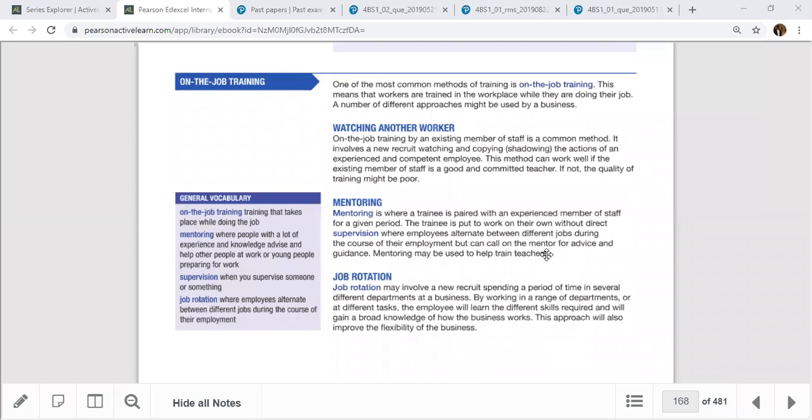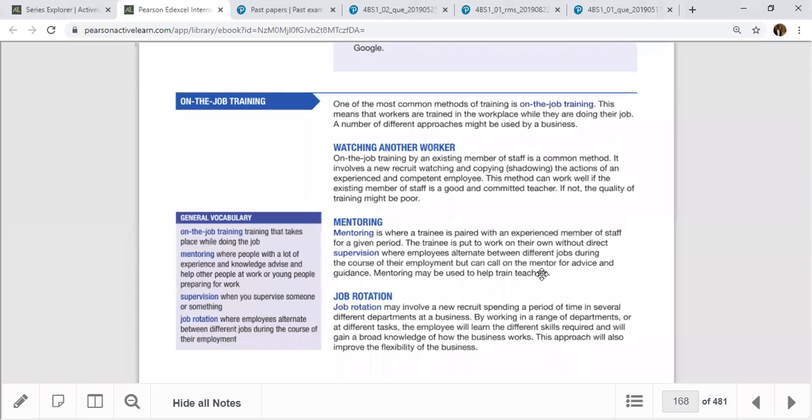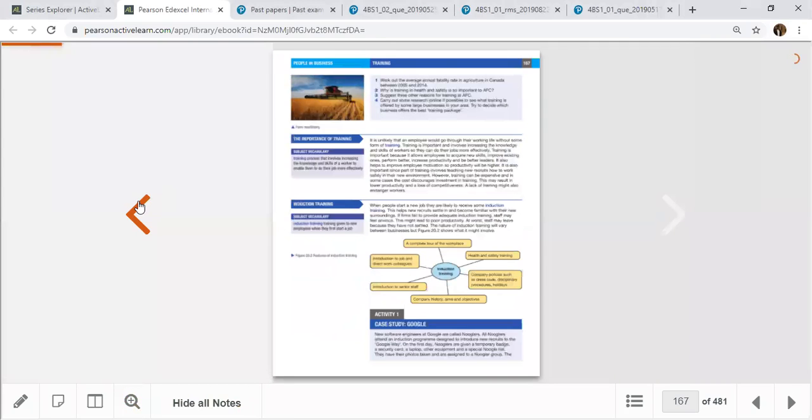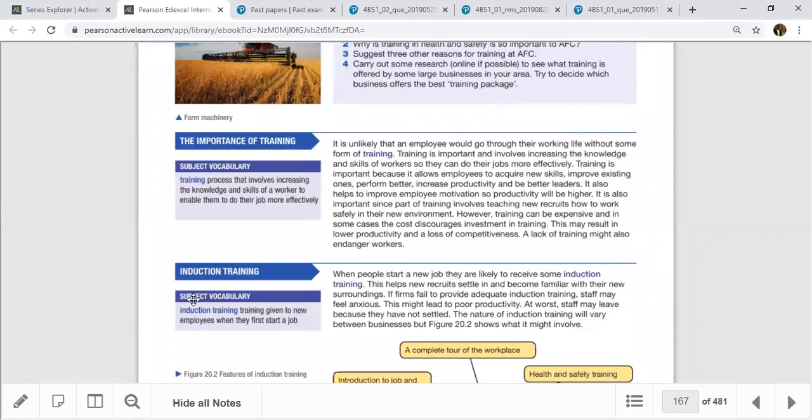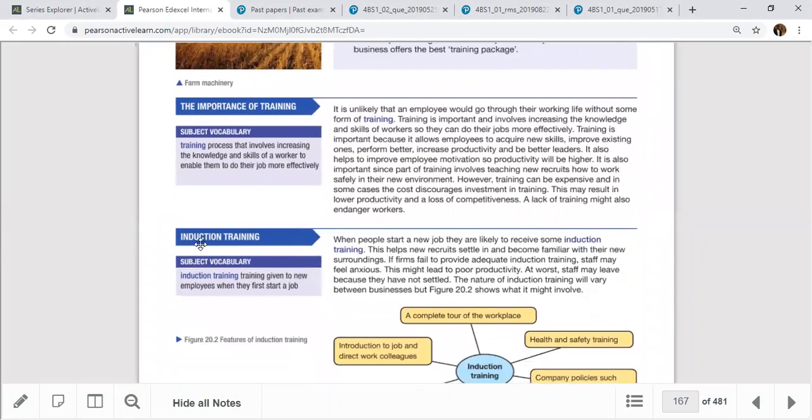Hi everyone. We are on the second session of the training. Training is a process of increasing the knowledge and skills of the workforce. Training can happen in different ways. It involves increasing the knowledge and skills of the workers, enabling them to do their jobs more effectively.